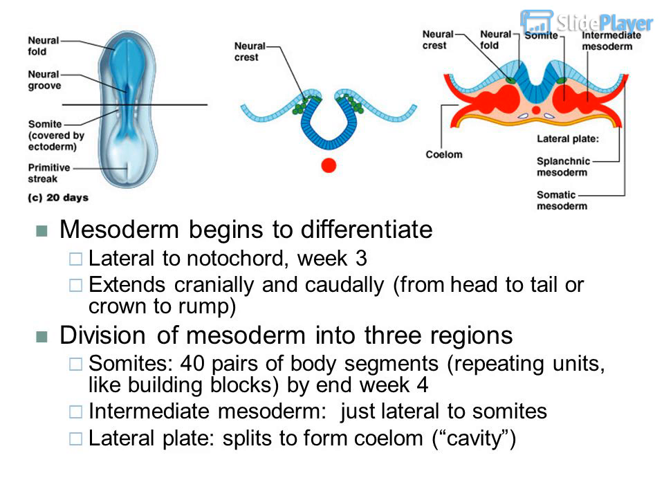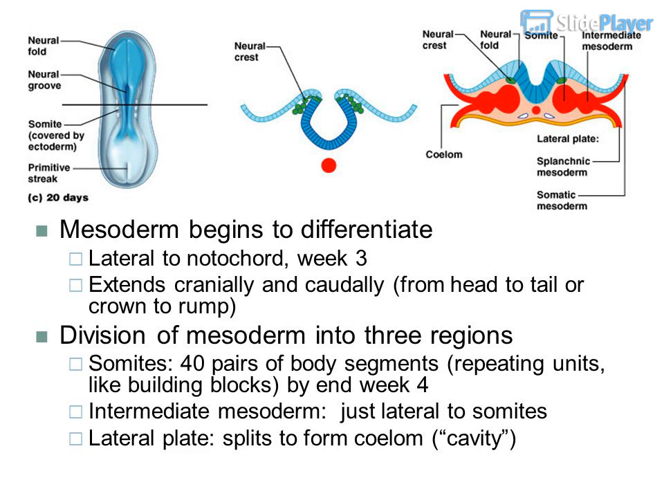Lateral to notochord, week 3. Extends cranially and caudally, from head to tail or crown to rump. Division of mesoderm into 3 regions. Somites, 40 pairs of body segments, repeating units, like building blocks, by end week 4. Intermediate mesoderm, just lateral to somites.